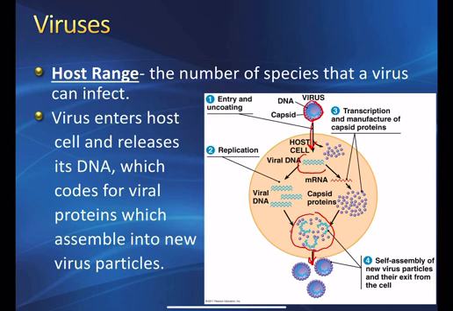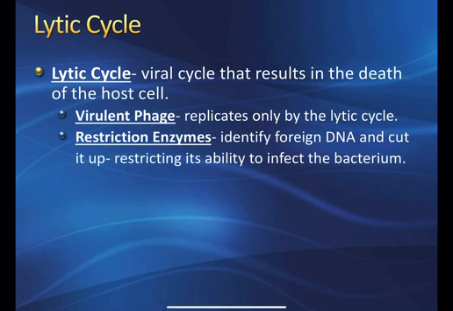So it's kind of tricky in that it can evade detection by the host and get inside and take over that machinery. So viruses reproduce in one of two ways. The first is called the lytic cycle, and we'll talk about that one first, and the second is the lysogenic cycle. The lytic cycle is going to result in death of the host cell. Viruses that reproduce by the lytic cycle are called virulent phage. They only reproduce by the lytic cycle.